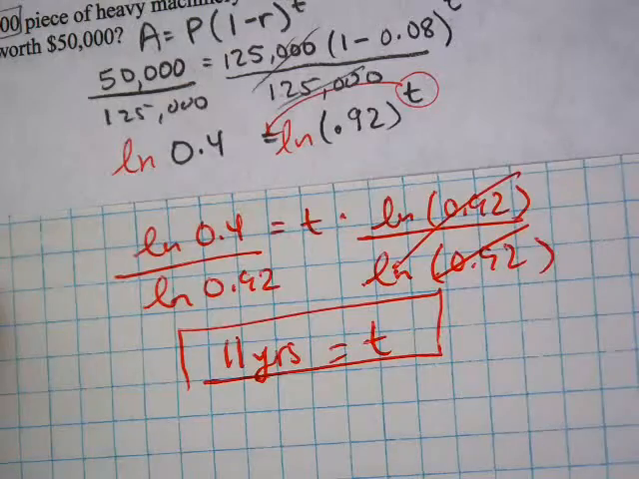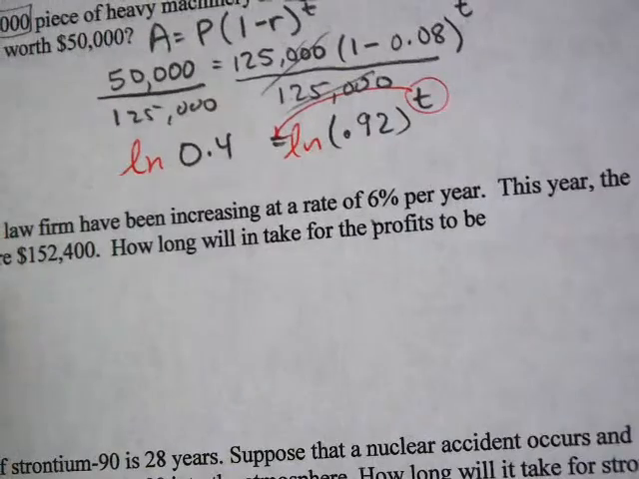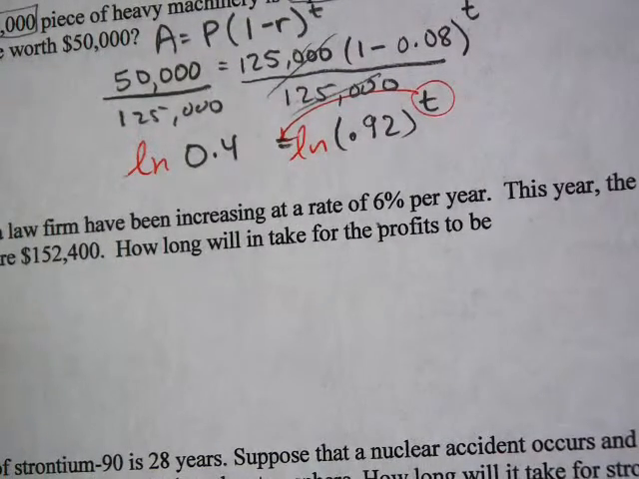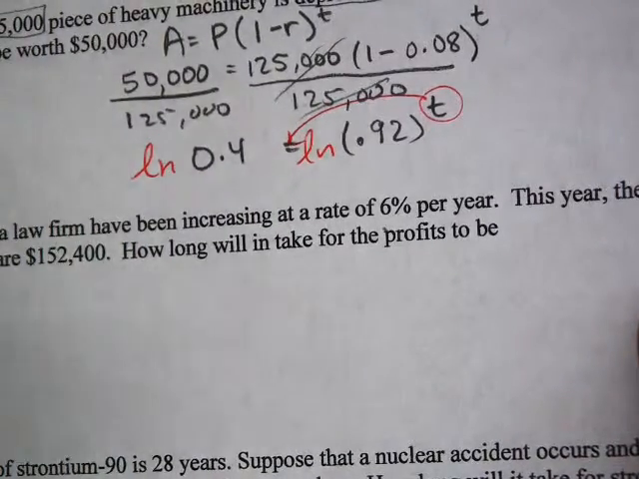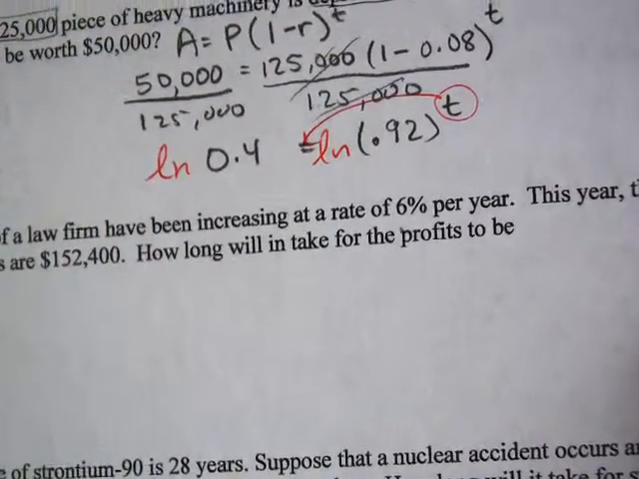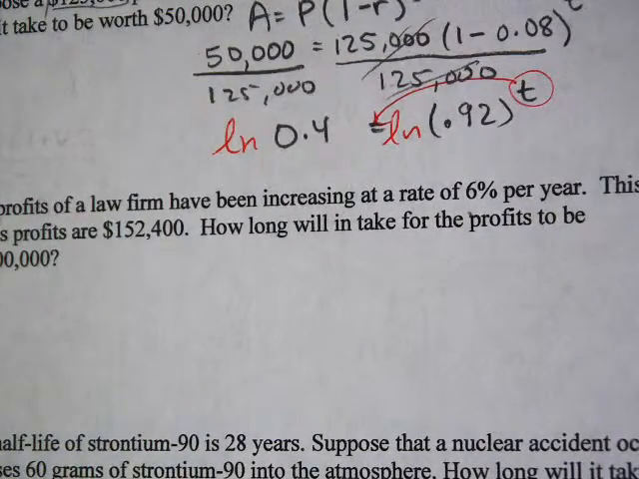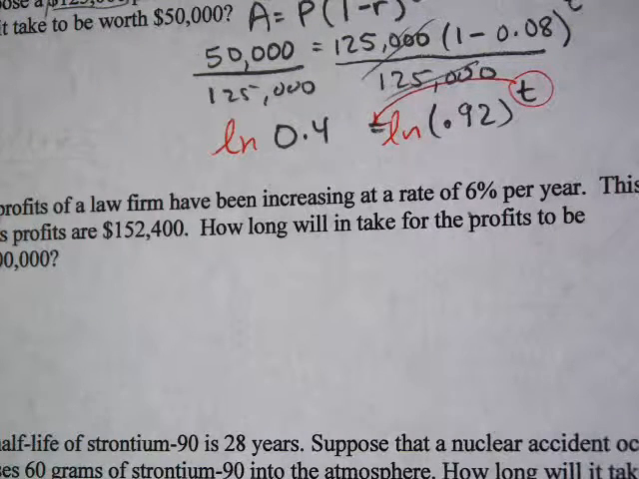So, the last problem. We are working for a law firm. Our profits have been going up 6% every year. This year we made $152,400. We're going to figure out after how many years we have to wait until we make $1 million every year. So figure that out. So logs are useful. That's the use for them. It helps you figure out how long you have to wait for something growing or decaying exponentially.